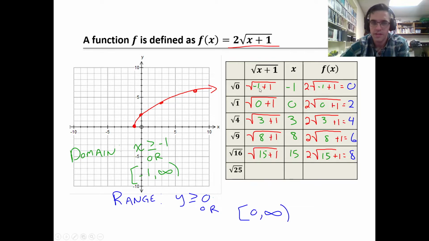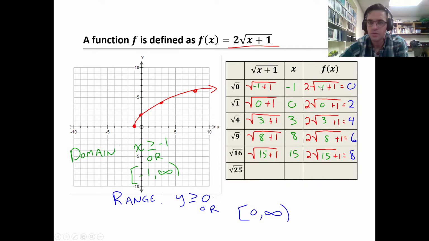So if I put x as negative 1, that makes the radicand, or the thing underneath the radical sign, equal to 0. If I make x equal to 0, I can get a radicand of 1. If I make x equal 3, I can get a radicand of 4. X equals 8 gives me a radicand of 9, and x equals 15 gives me a radicand of 16, because we're adding 1 every time, right? And so what I want to do is take those numbers, negative 1, 0, 3, 8, and 15, and those are my x values that I'm going to plug into f of x and evaluate.